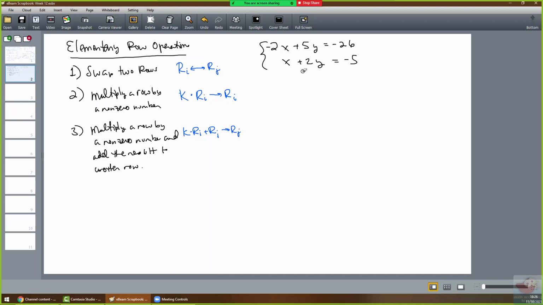I think I'm going to change the number here. I think I'm going to change this negative 26. It's so hard to do in my head. 1, 2, 3. Let's make that negative 17. Alright, so negative 2x plus 5y equals negative 17. X plus 2y equals negative 5.